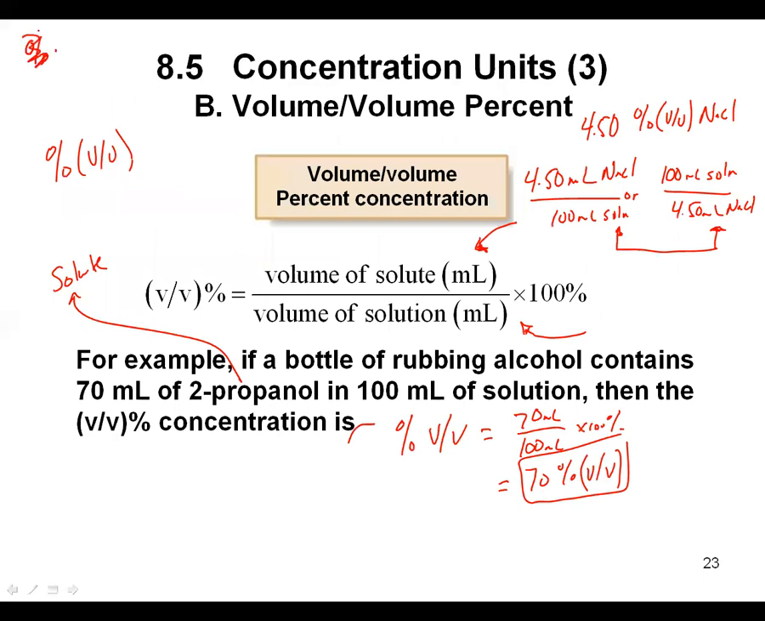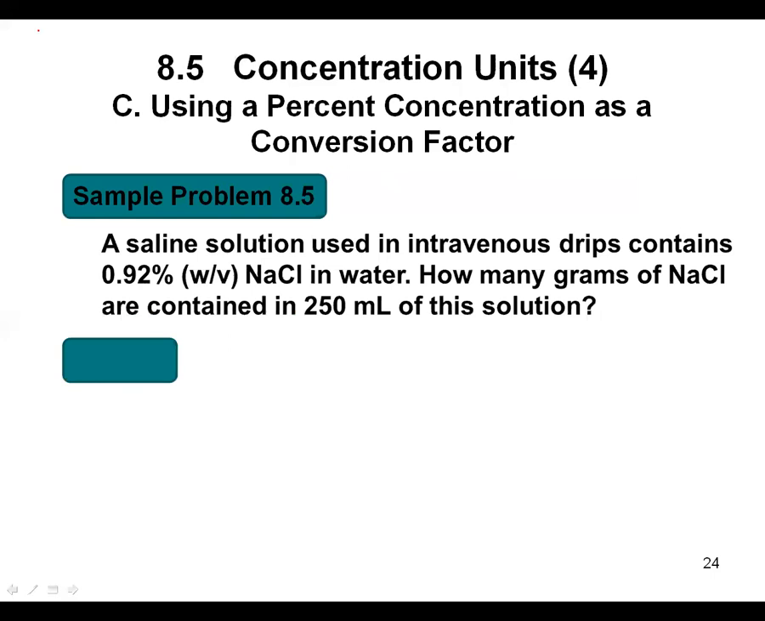Why don't you try this example first? A saline solution used in intravenous drips contains 0.92% weight to volume sodium chloride. How many grams of sodium chloride are contained in 250 milliliters of solution? Take a moment or two and figure out how many grams of sodium chloride are in the solution.